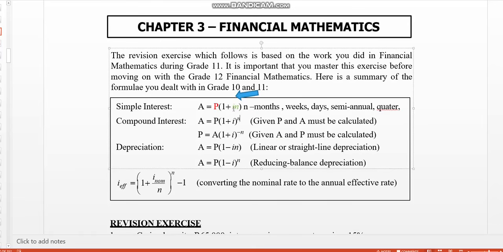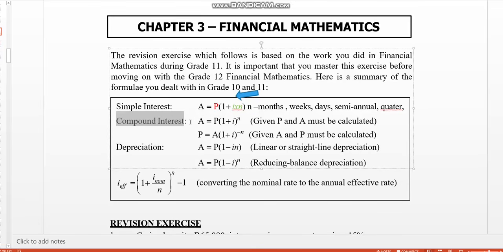Okay, so you make sure that it's the interest rate multiplied by the period, and this is how you see that this is the simple interest, a simple formula, or a straight line formula, I mean. Okay, then you have the compound interest.